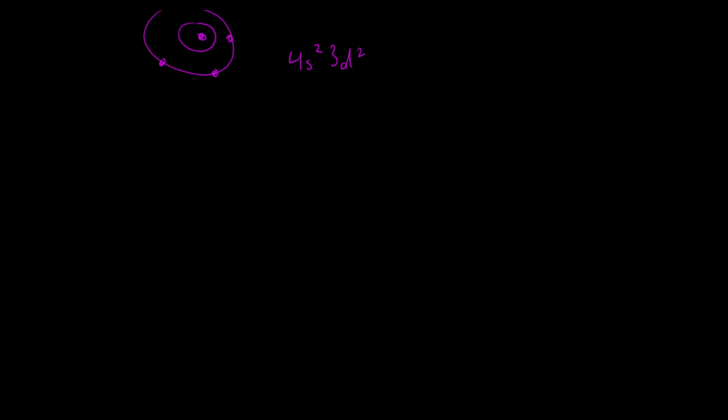Next, ground and excited states. Basically, a ground state is just the lowest energy state of an atom, meaning all the electrons are at their lowest state.